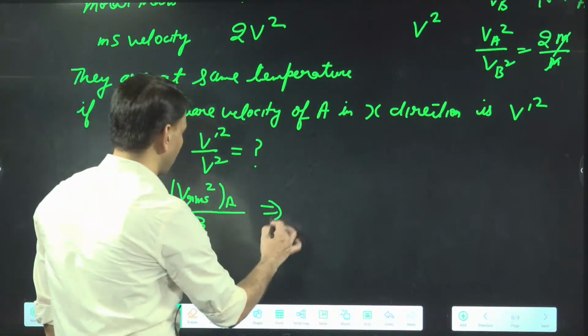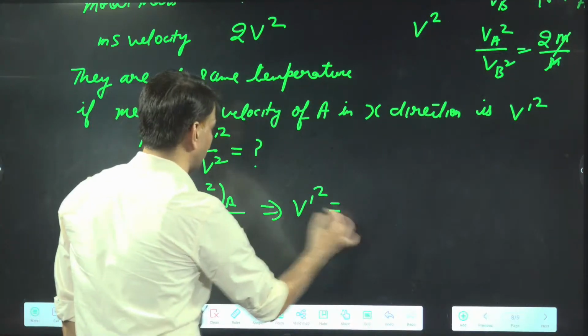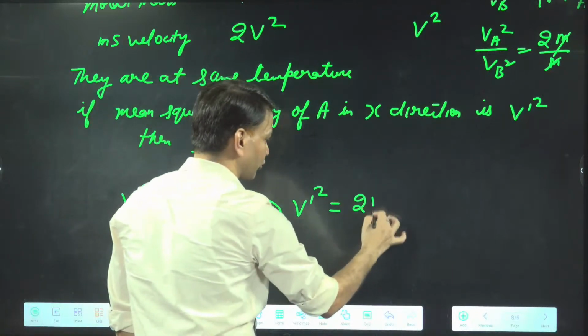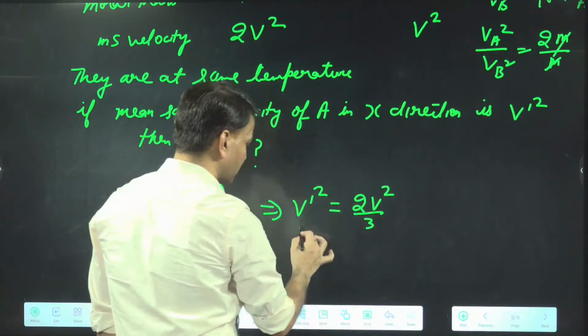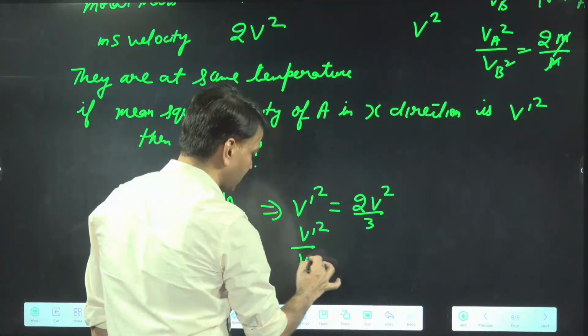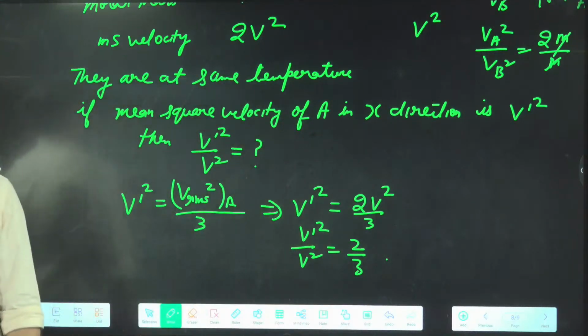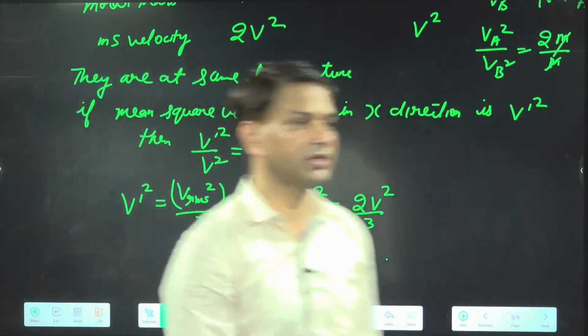Now I can say V dash square is equal to VRMS square of A by 3, and VRMS square of A I got as 2V square. So 2V square by 3. So what is V dash square by V square? You will get 2 by 3. Not understood? Okay, I will repeat again.